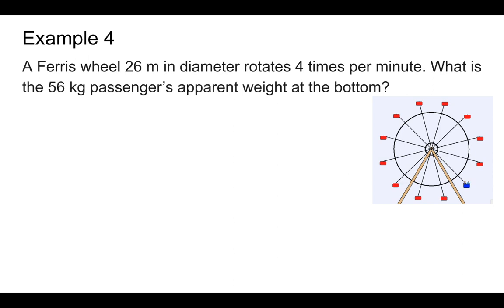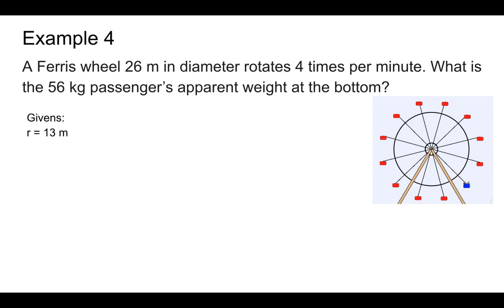Example number 4. We have a Ferris wheel, 26 meters in diameter, that rotates 4 times per minute. What is the 56 kilogram passenger's apparent weight at the bottom? So our givens, we have the radius. It says diameter is 26 meters. So is that the radius? No, we have to divide that number by 2. So we end up getting the radius is 13 meters.